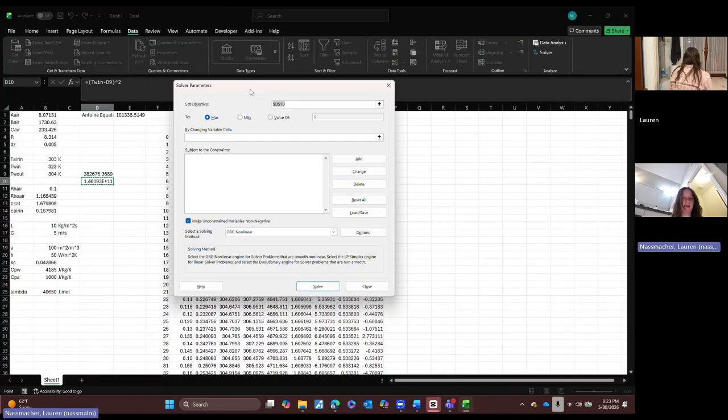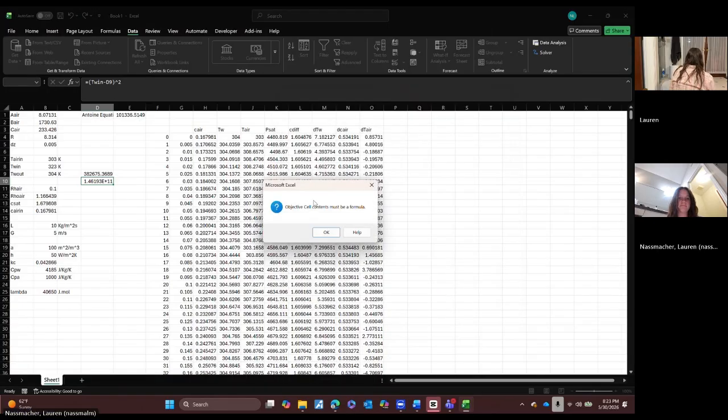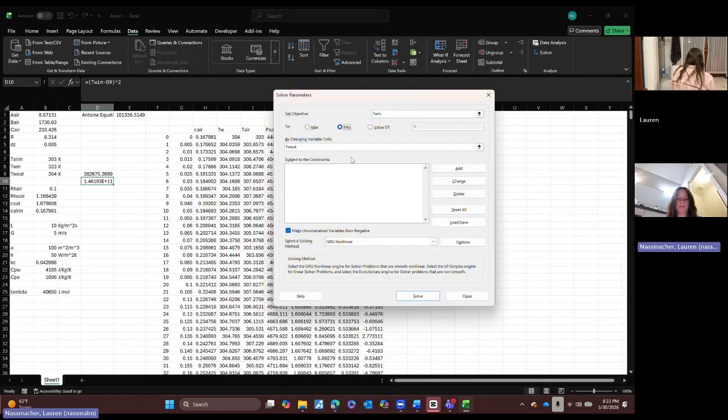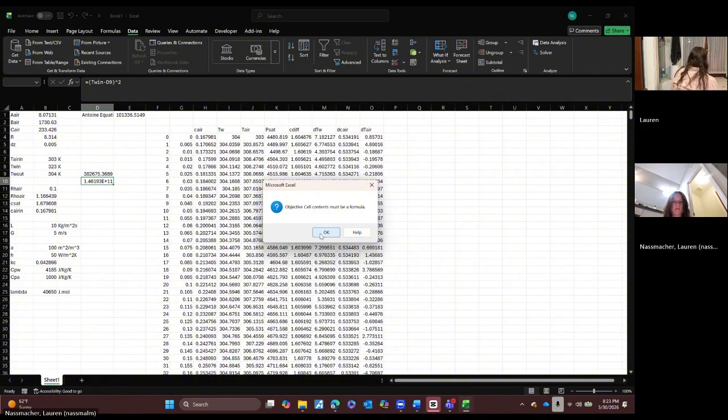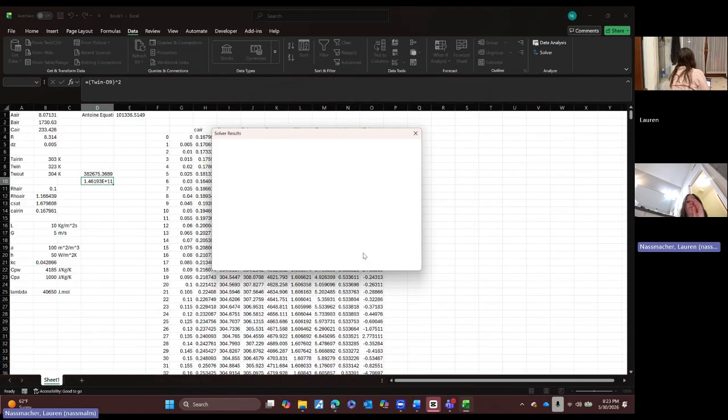Solver. And say, okay, so I want this to be this value by changing this cell. Let's solve. I want it to be the minimum. Objective is this cell. I want to minimize it. There we go.